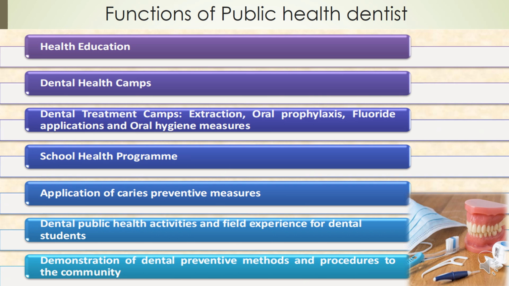Third function is to provide dental prophylaxis and oral hygiene measures, including instructions and home care of the mouth. Fourth function is the application of caries preventive measures such as topical application of fluorides, pit and fissure sealants, as well as delivering dental care for children through the school health programs. Fifth function is the demonstration of new dental preventive methods and procedures to the community. Sixth function is conducting dental public health activities and field experiences for dental students.